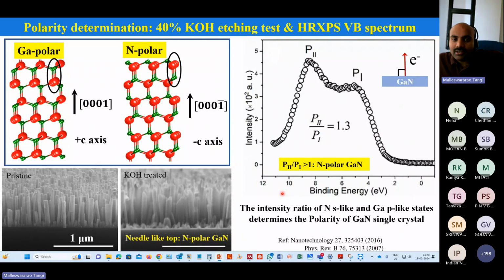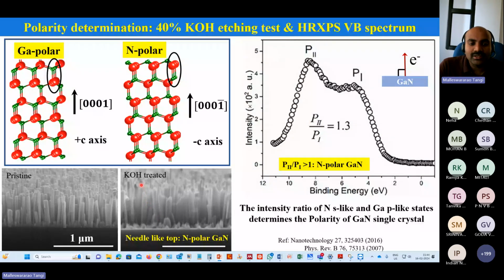Experimentally, we can determine the polarity in two ways. One is the valence band spectrum obtained by high resolution X-ray photoelectron spectroscopy. In the valence band spectrum, you will have shallow states which come from shallow levels like 1s or p states, and based on the intensity ratio, you can determine the polarity of the grown nanowires. And the other way is by chemical etching.